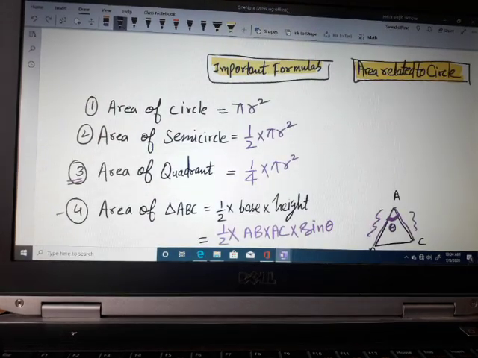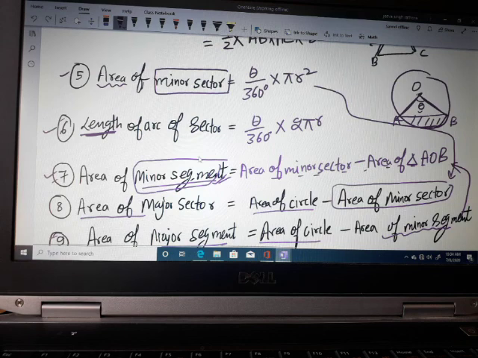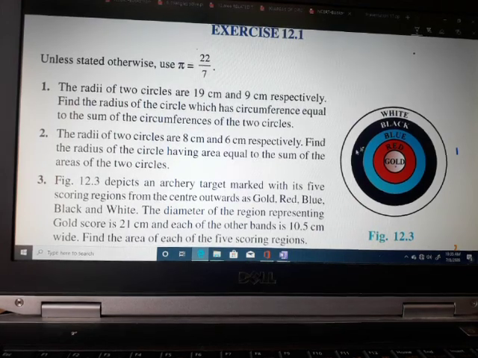Please take the screenshot of these formulas and this one also. Note down on your copies. Let's start the lecture. First question.